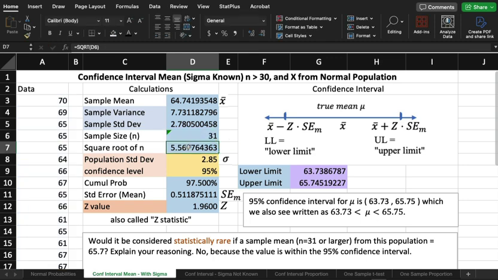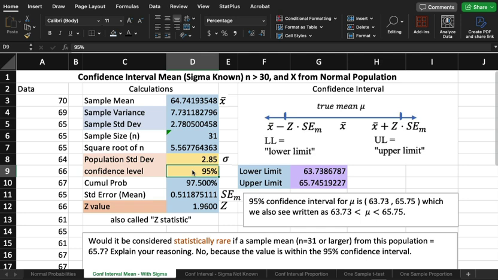Then, because of the central limit theorem, in cell D7, we need to take the square root of n, and that's equals SQRT, parenthesis, D6, close parenthesis. In cell D8, there's my population standard deviation. I just typed that in, 2.85. And my confidence level is going to be 95% by default. Otherwise, it's given to you in the problem.